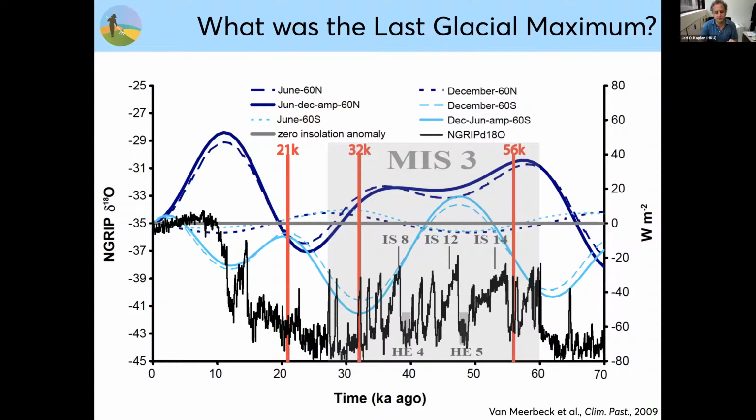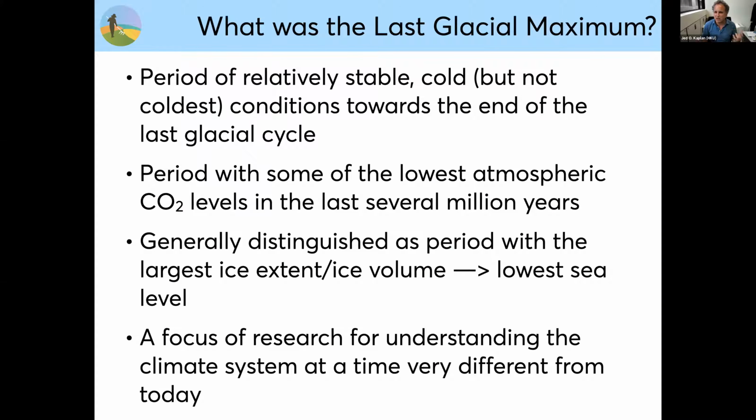So the last glacial maximum itself was this period marked by this red line here at 21,000 years ago. And it is a period of relatively stable and cold, but not the coldest conditions towards the end of the last glacial cycle. And it's been a focus of research for understanding the Earth's climate at a time when its conditions were very different from today. So climate modelers, atmospheric scientists have studied the last glacial maximum for decades and tried to understand what the Earth's climate was like at that time.